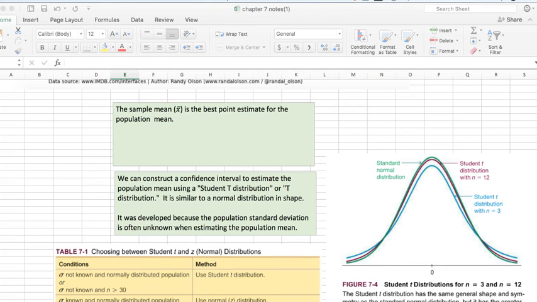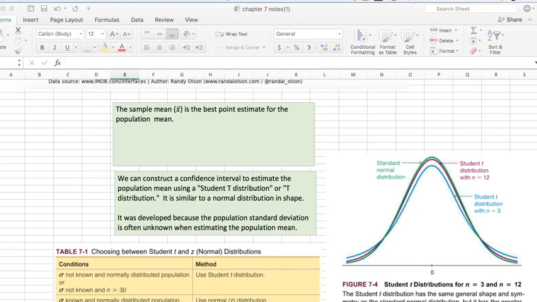Okay, in 7.2, we're going to construct confidence intervals for the population mean. The sample mean is the best point estimate for the population mean, and we can construct a confidence interval to estimate the population mean using a student t distribution or a t-distribution. This is similar to the normal distribution we used in 7.1, but it was developed because the standard deviation of the population is seldom ever known when trying to estimate a population mean.